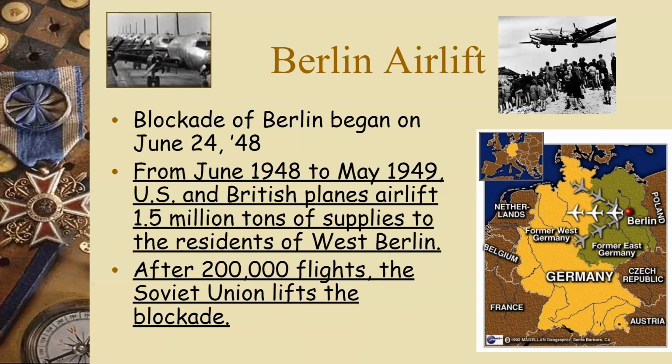So remember, we talked about the splitting of Germany and the splitting of Berlin. So Berlin is split in half. Eastern half is Soviet and communist, and the western half is capitalist and Allied controlled. But all of Berlin is surrounded by Soviet occupied Germany.